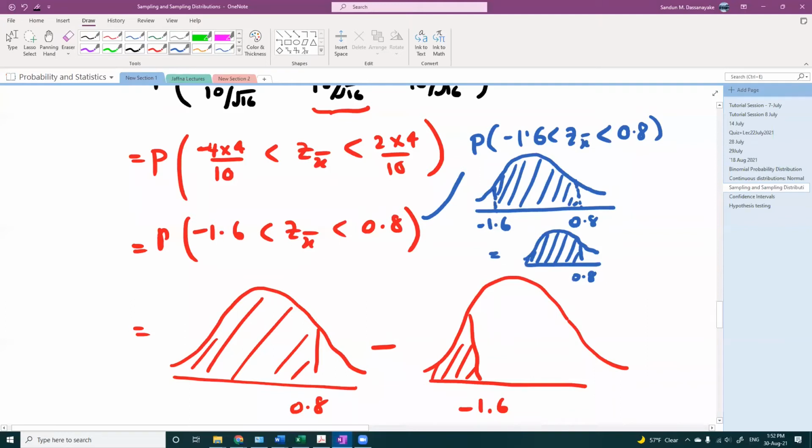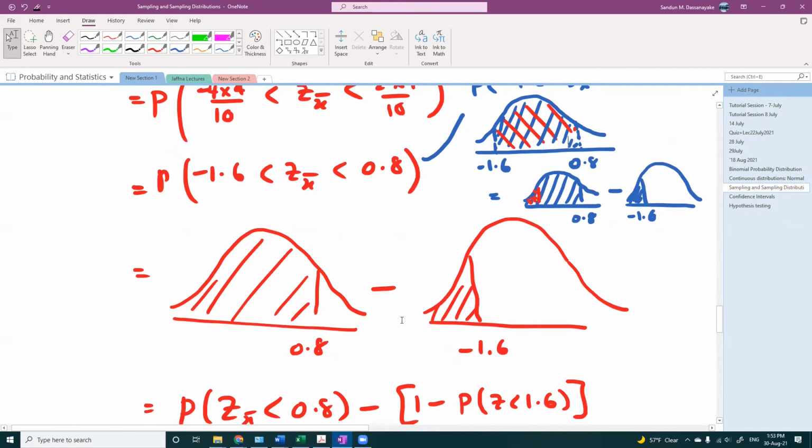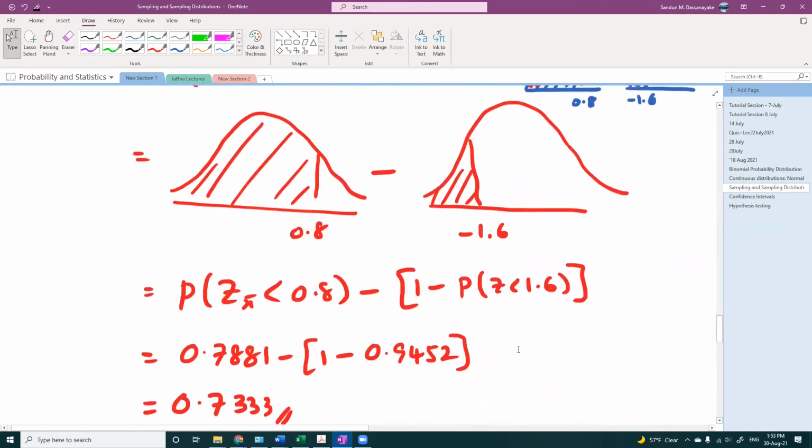And you need to reduce this small tail here so that you are going to restrain this part. So if you can reduce that area, that is the value of Z being less than negative 1.6. If you can reduce this part from this, that will exclude this little tail here. So when you exclude this tail, you are ending up with this area. So this is what I have done. Z value less than 0.8 minus Z value less than negative 1.6.